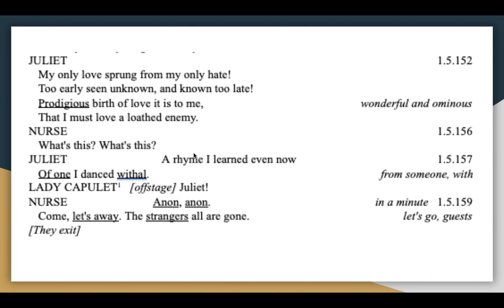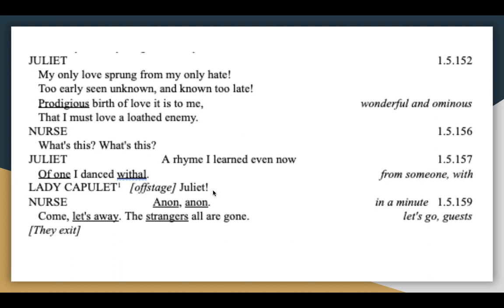What's this? A rhyme I learn even now, of one I dance withal. So the nurse is like, what are you talking about? She says, this poem I speak now, obviously it's a poem, we've got rhyming couplets, is about the person I dance with. And she's speaking poetically because she's fallen in love.